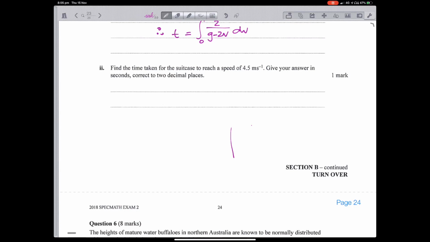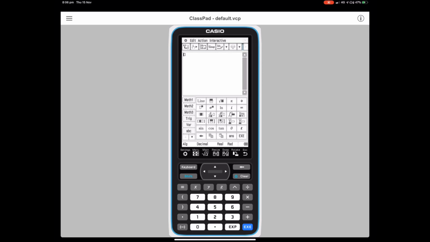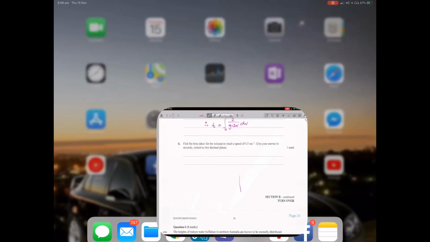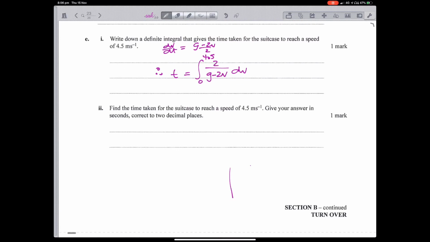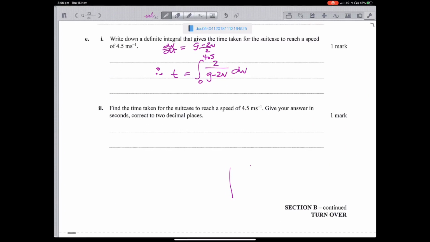So we've got the integral of 2 on 9.8 minus 2v between 0 and 4.5. So the integral from 0 to 4.5 of 2 on 9.8 minus 2x dx, and this will give us the time. So 2.5055, to 2 decimal places, t equals 2.51 seconds.